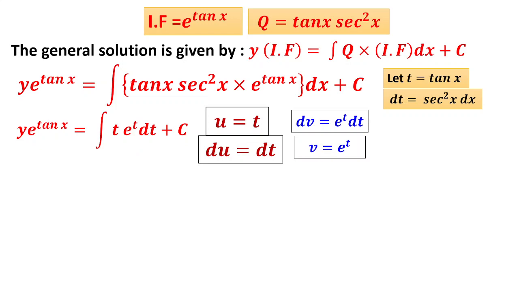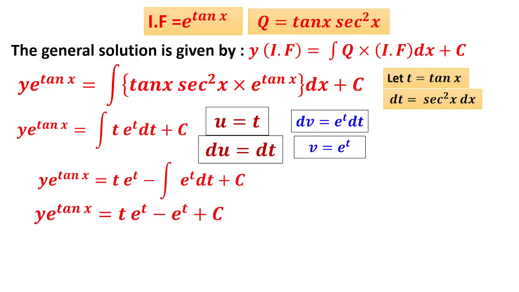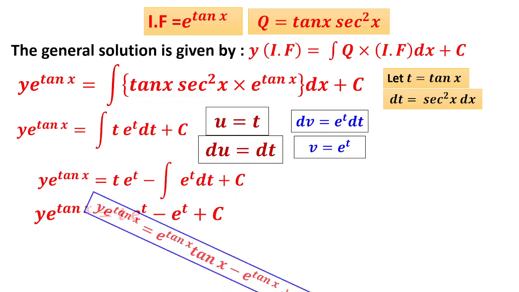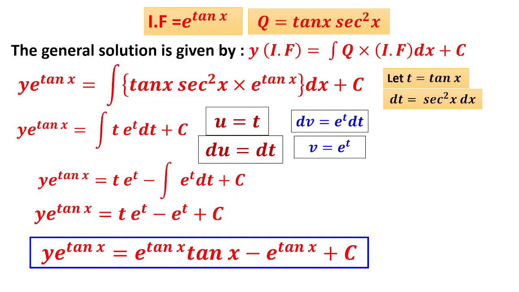Now put it in the uv minus integral v du form. For y into e power tan x, it is u into v, t into e power t, minus integral v du, that is e power t dt, plus c. Now it is very simple. The right hand side is t into e power t minus e power t plus c, because integral e power t dt is e power t only. Now we have to do the resubstitution: put tan x wherever t comes. So the answer is y into e power tan x equals e power tan x into tan x minus e power tan x plus c. You can divide the right hand side by e power tan x. If you do it, then y is equal to tan x minus 1 plus c e power minus tan x.